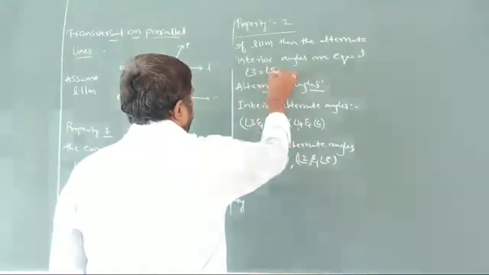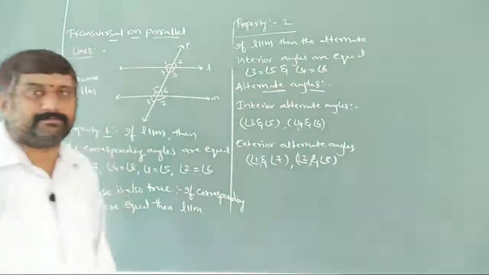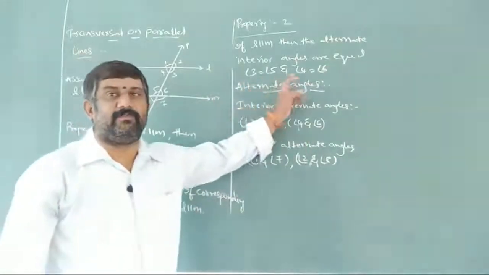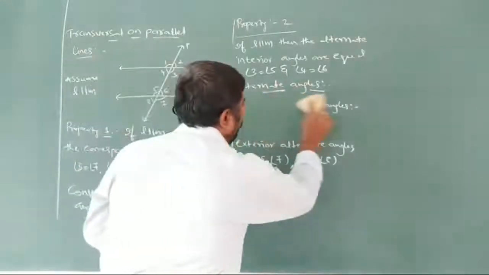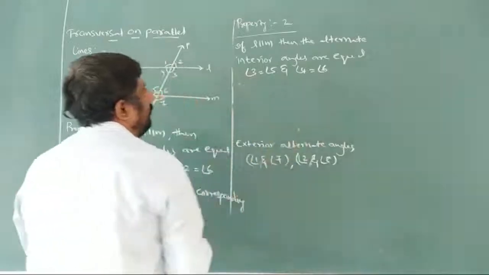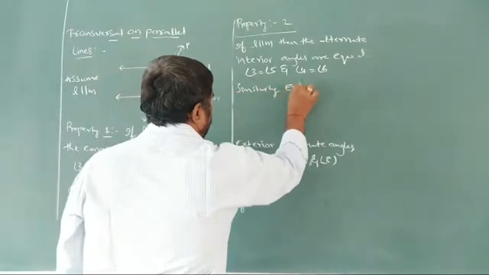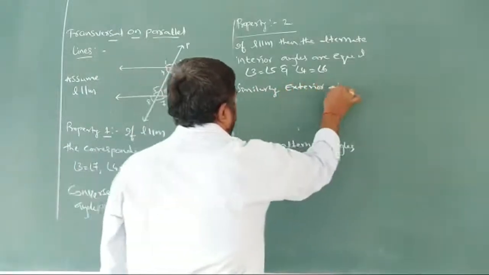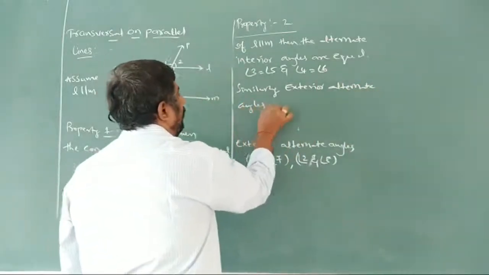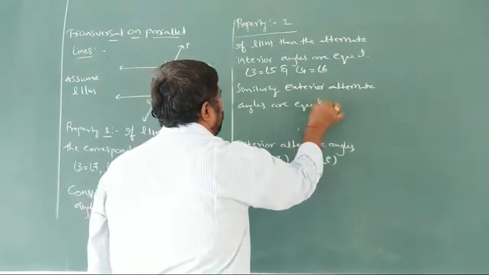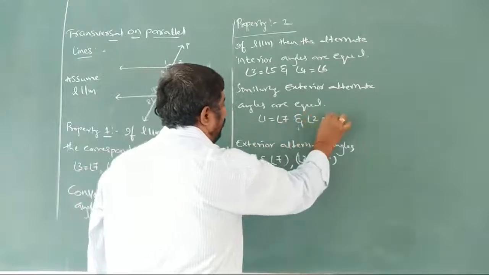So angle 3 is equal to angle 5 and angle 4 is equal to angle 6. Similarly, what can we write? Exterior alternate angles are equal. So angle 1 is equal to angle 7 and angle 2 is equal to angle 8.